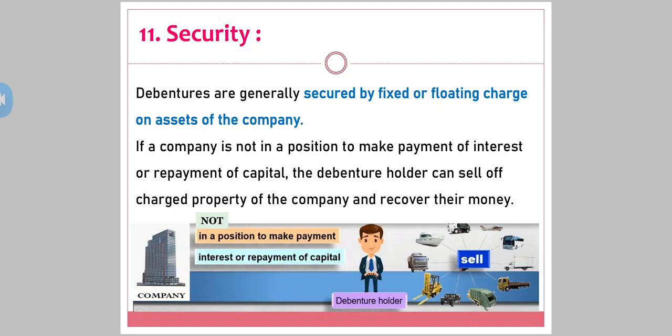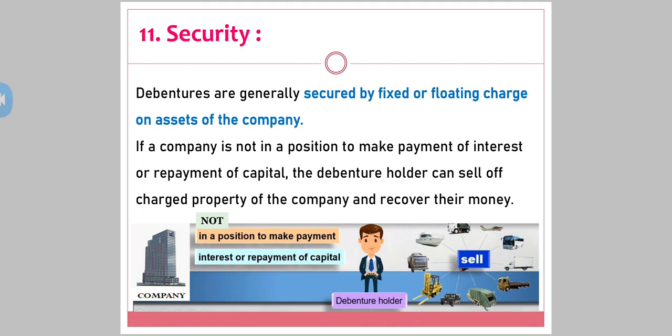To have a charge means you have got the right on that particular asset. Let's say in the debenture certificate, the company will mention that if the company is not in a position to repay the amount of the debentures, the debenture holder can sell any of the property of the company and take their money. So can I say the debentures are secured? The debenture holders have the security of the repayment of money. See, if a company is not in a position to make payment of interest or repayment of capital, the debenture holder can sell off the charged property.